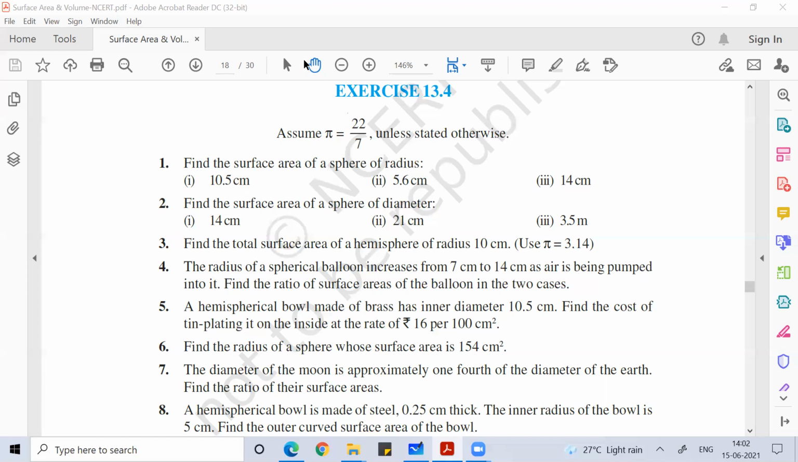So that way फिर जो भी मेरा एरिया आएगा, वो यहाँ पे क्या दिया है कि 16 रुपीज पर 100 सेंटीमीटर स्क्वायर. So it'll be 16 into 173.25 by 100. हाँ, जो भी एरिया आया into 16 डिवाइड बाय 100. So it's coming in decimals. जो भी आएगा, 27.72 rupees. ओके.